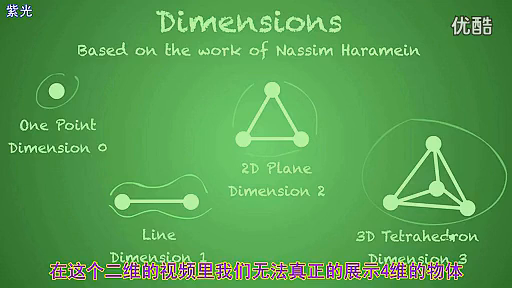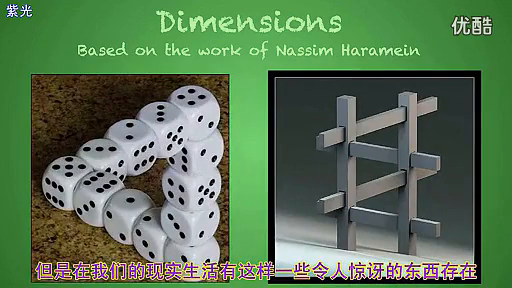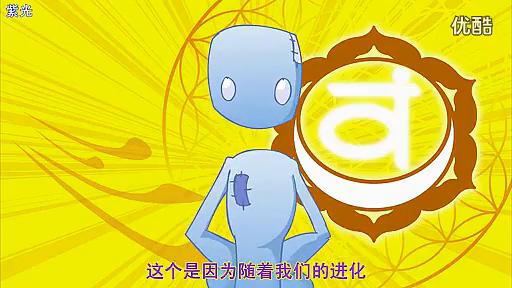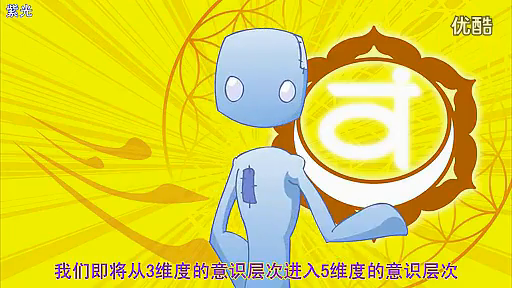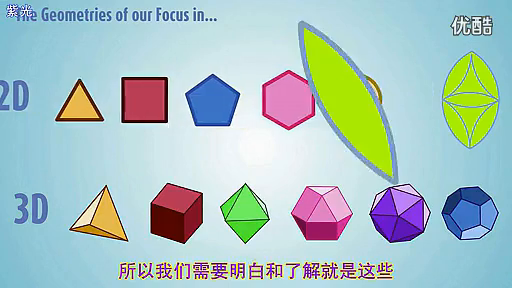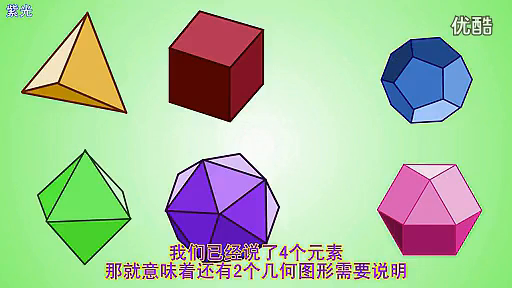There's no real way of drawing a fourth-dimensional object in a two-dimensional video, but it's believed that they're as amazing as something like this in actual manifestation. You might notice that we're really only looking at up to six geometries. This is because as we're evolving, we're moving from a third-dimensional awareness to a fifth-dimensional awareness, so these are the ones that we need to understand. These geometries also work in tandem with the chakras. Everything is connected. So we have the four elements down, which means there are two more geometries to look at.